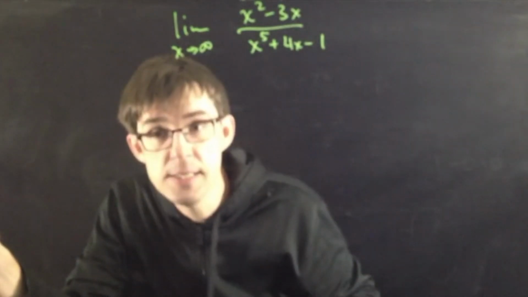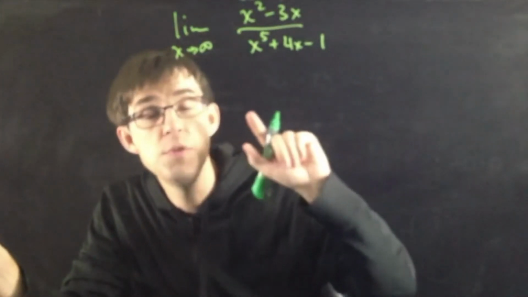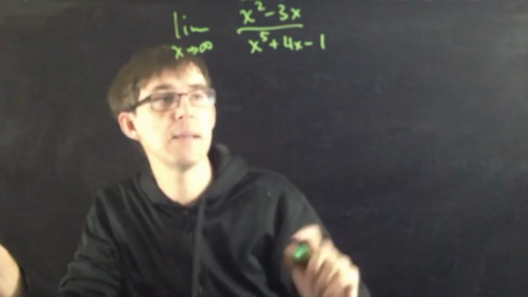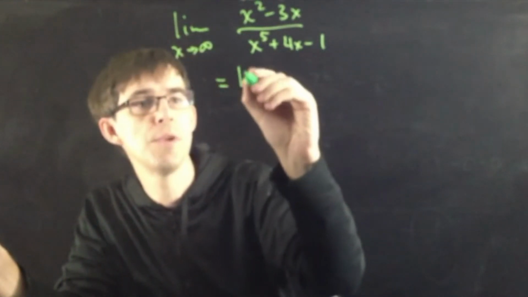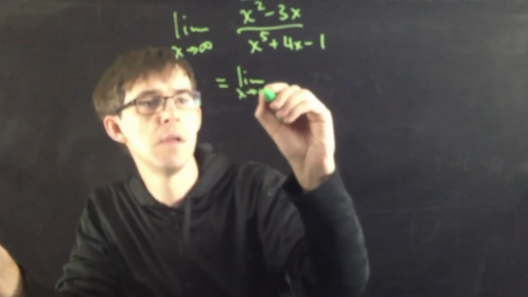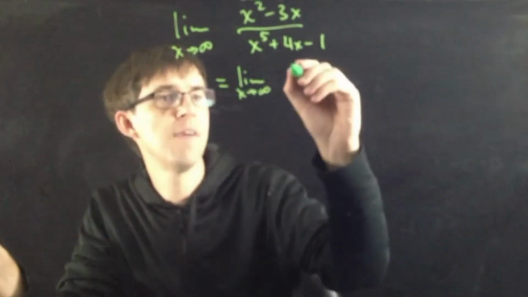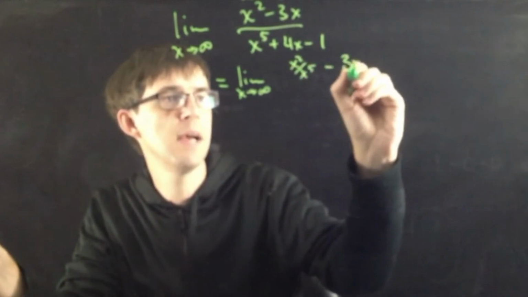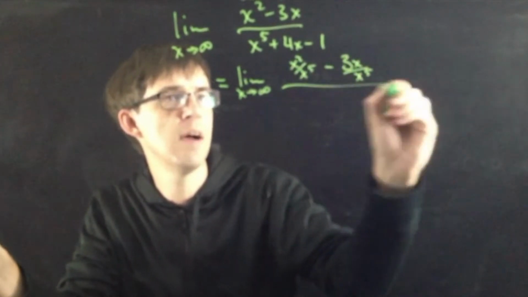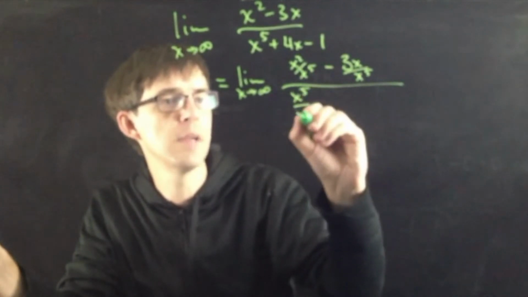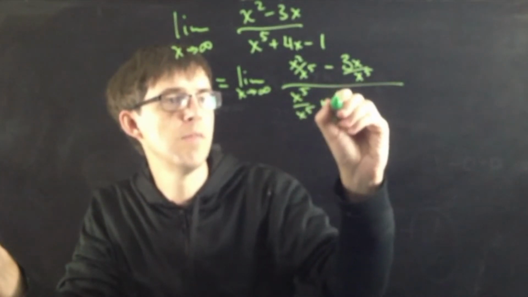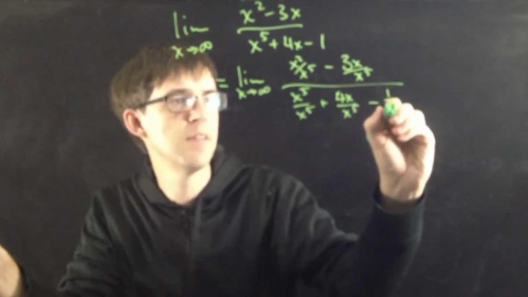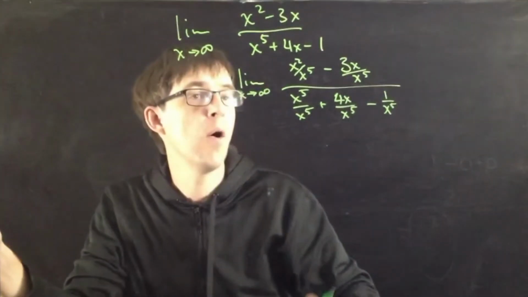Again, the basic idea is I'm going to divide through by the highest power of x that I see anywhere. And in this example, that would be x to the 5. So I'm going to rewrite this, dividing through by x to the 5 everywhere. I get x squared over x to the 5 minus 3x over x to the 5, divided by x to the 5 over x to the 5 plus 4x over x to the 5 minus 1 over x to the 5. All right? What now?